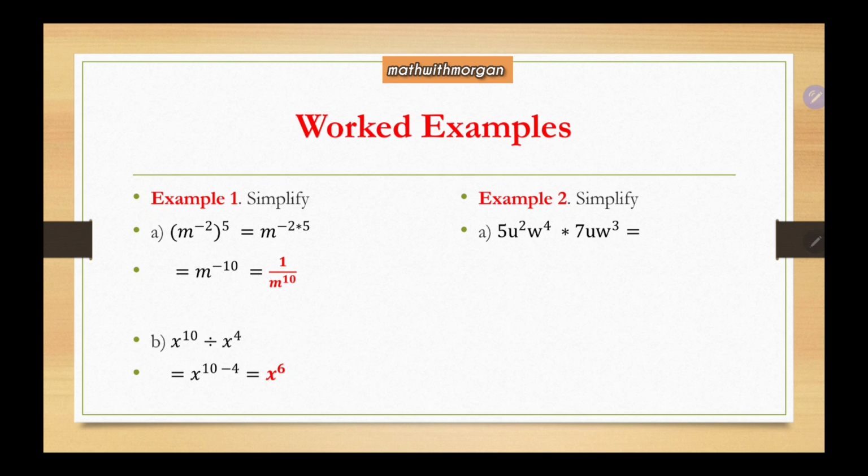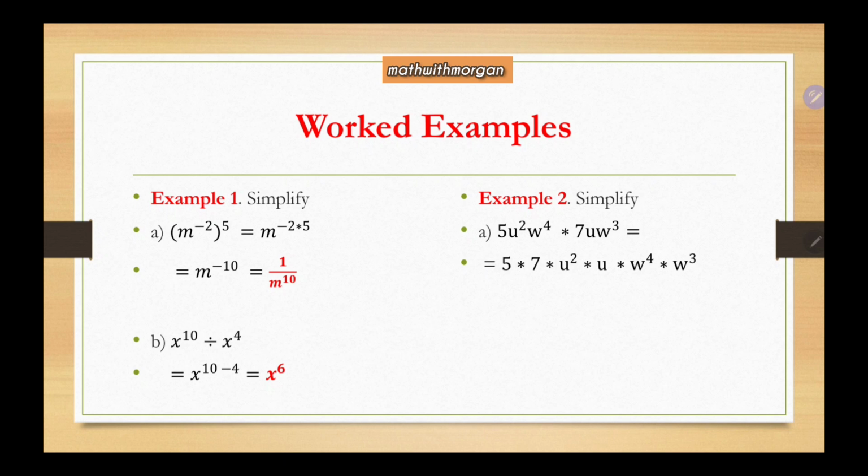Okay, the next example, we want to simplify 5u squared w to the power 4 times 7u w cubed. This one's a bit tricky. What we'll have to do is bring the like terms together. Wherever you have u's, you just make sure you bring them together, and also consider the powers. So we'll start off by doing 5 times 7, and then u squared times u, then w to the power 4 times w to the power of 3.